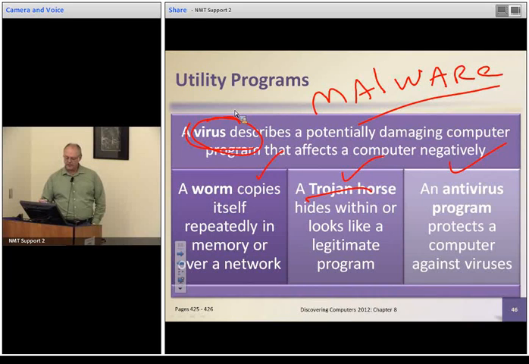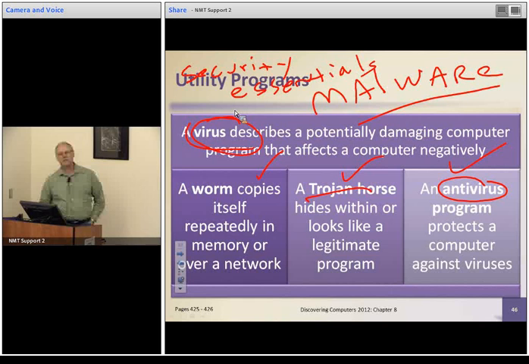So Windows has one called Microsoft Security Essentials. And I don't know whether this just started. No, it was before Windows 7. It's free, and we use it, and it works really well. They update it often, and it takes care of viruses.